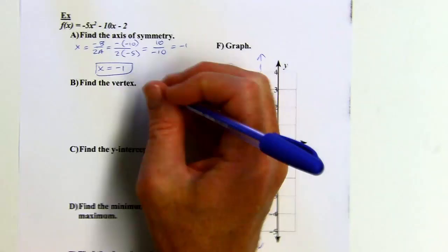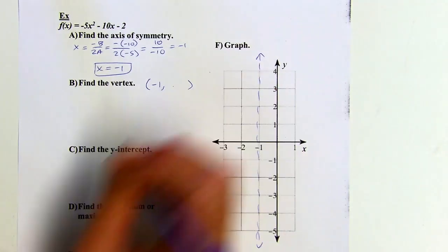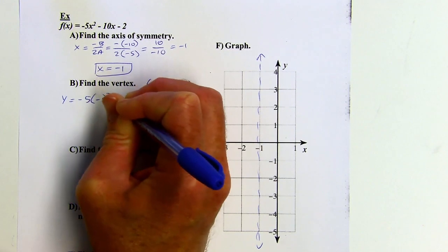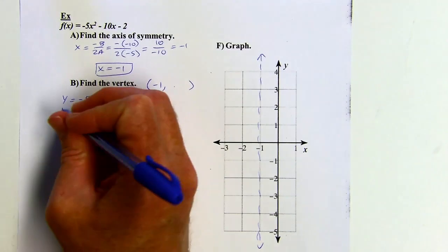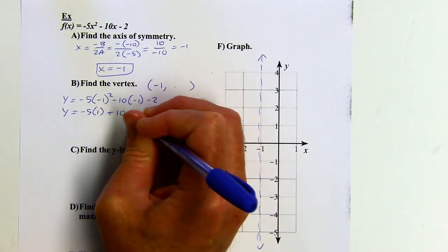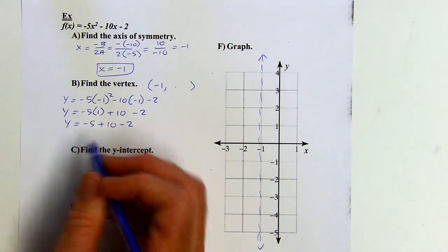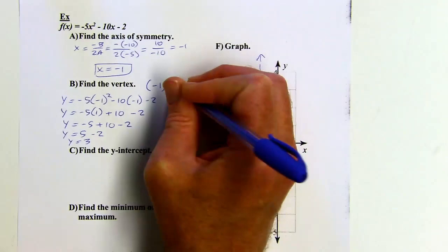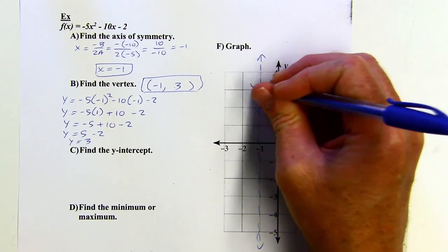Okay, now let's find the vertex. Well, the vertex is somewhere on that line, so I know the x coordinate is -1. Just need to find the y coordinate. So that means I'm going to be plugging -1 in for x into the original equation. Okay, and then I'll use PEMDAS, so I'm going to do the exponent first here. And -10 times -1 is +10. So now I've got -5 plus 10 minus 2. Well, -5 plus 10 is +5, and 5 minus 2 is 3. So (-1, 3) is my vertex.